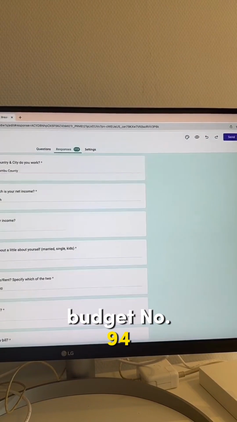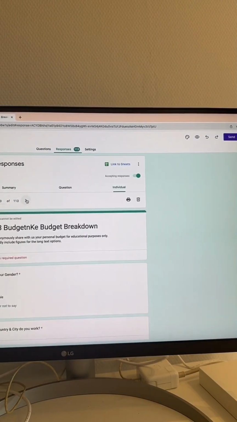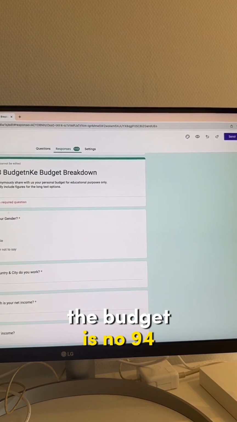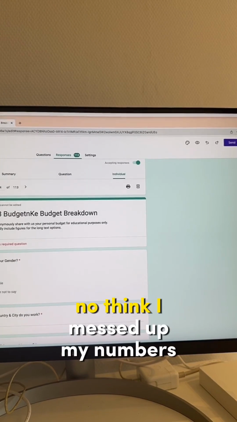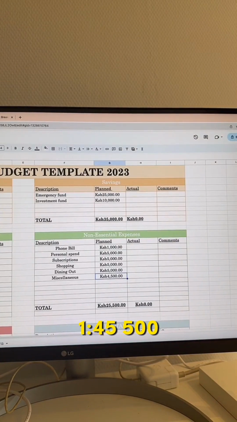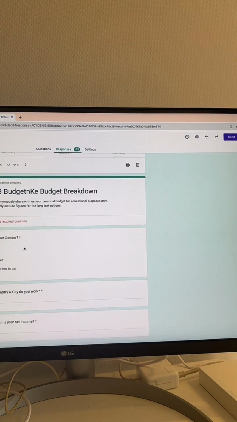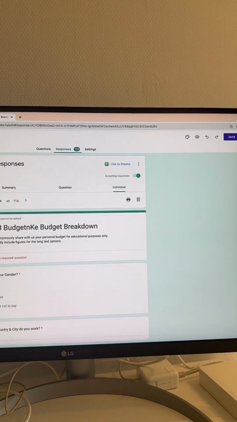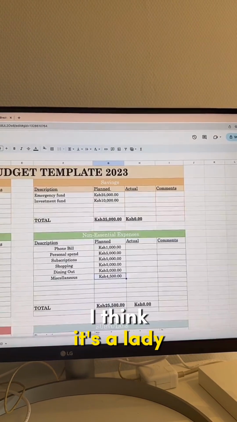Let me check if this is a man or a woman. Budget number 94. It's a man. The budget is 94. No, I think I messed up my numbers. 145,500. No. Nimeipoteza. I think it's a lady.